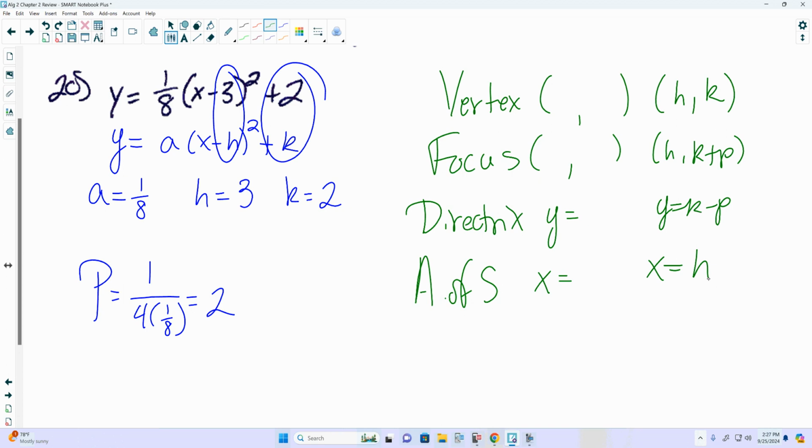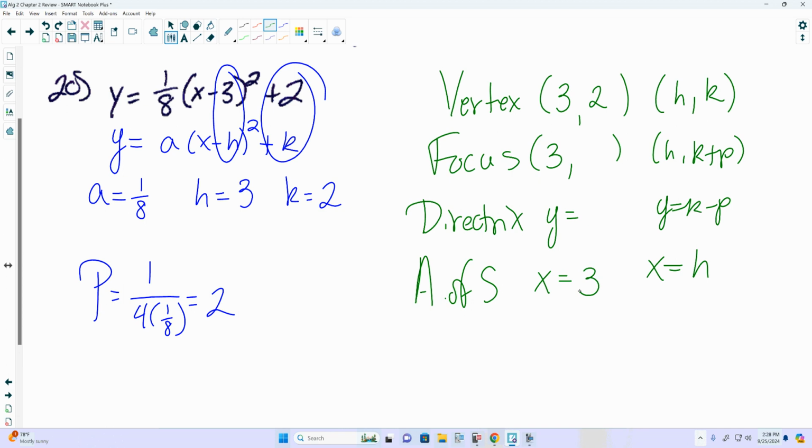The first thing I'm going to do is H and K. Anything that we have to actually calculate, we're going to leave for a second. Vertex is HK. H is 3, K is 2. The vertex is 3, 2. Focus is H, comma, K plus P. Well, H is 3. We'll leave K plus P for a minute. Directrix, K minus P, I'll leave it alone. Axis of symmetry, x is equal to H. x is equal to 3.